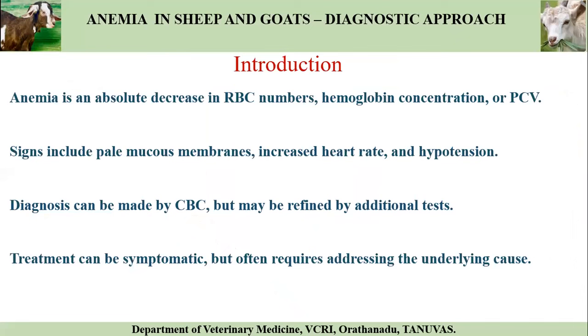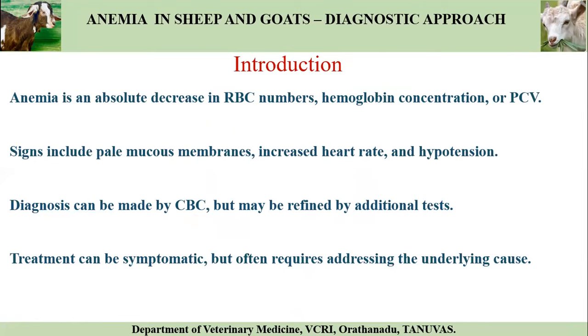The exact definition of anemia varies, but the term denotes subnormal erythrocyte mass or hemoglobin concentration in the blood. Signs include pale mucous membranes, increased heart rate, and hypotension. Diagnosis can be made by complete blood count, but may be refined by some additional tests. Treatment can be symptomatic, but often requires addressing the underlying cause.